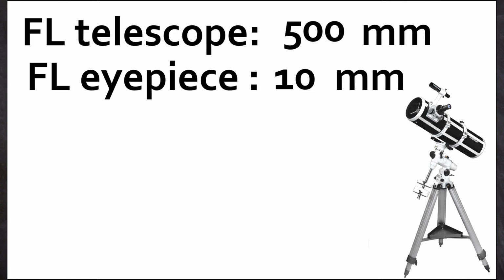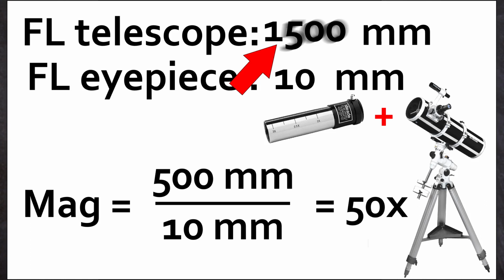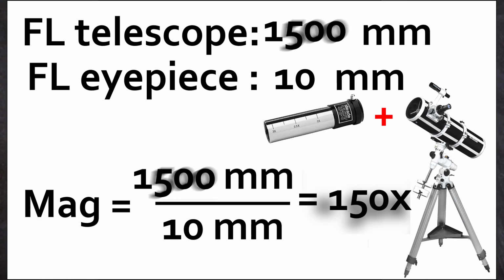Okay, for visual astronomy, if you have a 500 mm scope and a 10 mm eyepiece, you calculate the magnification by 500 divided by 10 equals 50 times magnification. So if you then introduce a 3x Barlow lens, the focal length will triple, in other words, 500 mm times 3 equals 1500 mm focal length, divided by 10 mm focal length of the eyepiece equals 150 times magnification. So 3x the magnification of your first setup. You tripled the focal length, so you tripled the magnification.